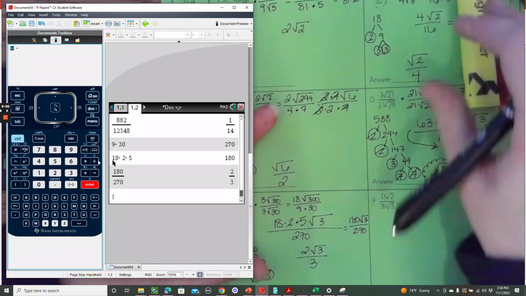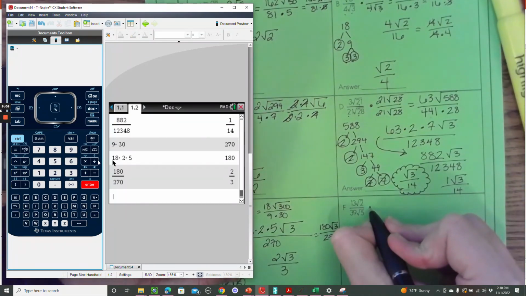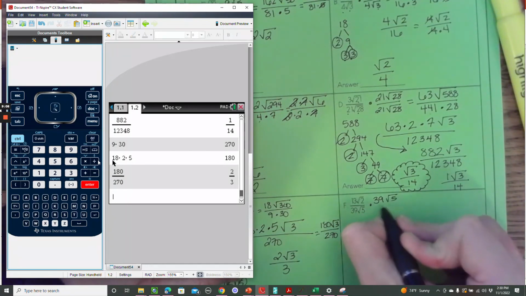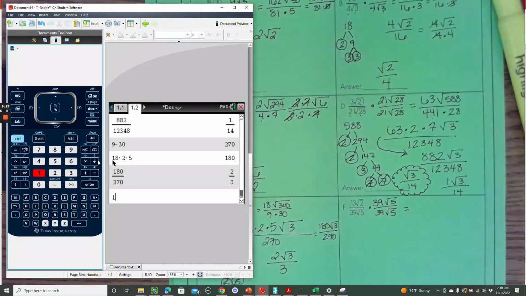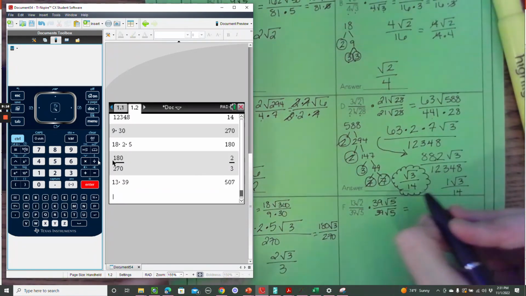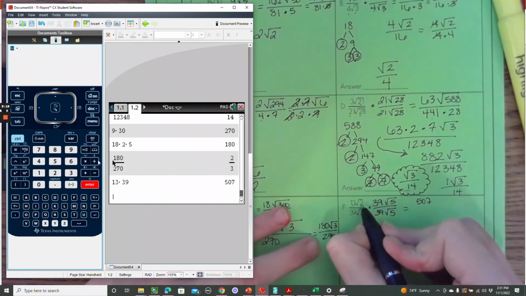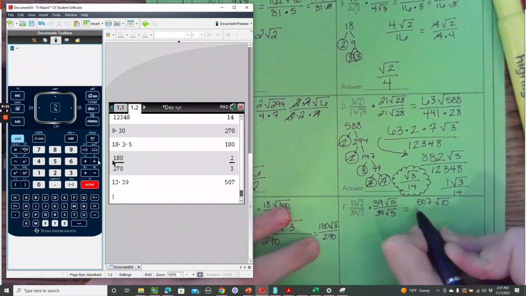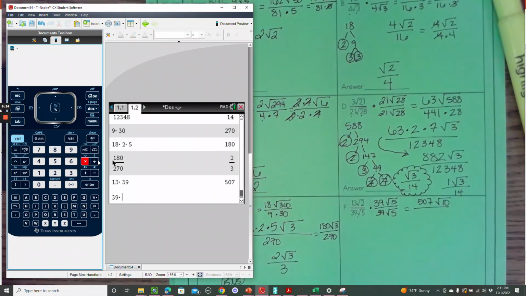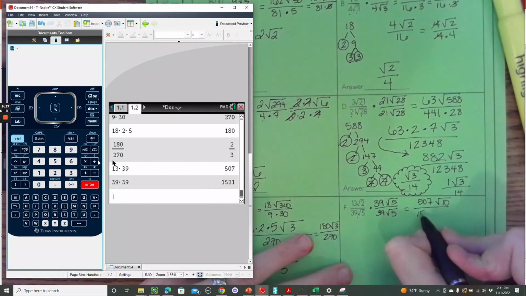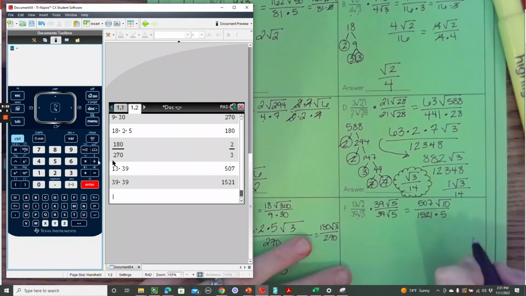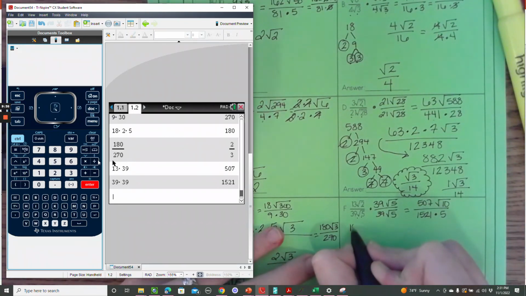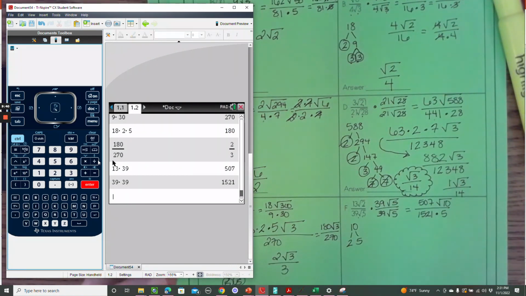All right, and then finally, F. All right, 13 times 39 gives me 507. 2 times 5 gives me a 10. 39 times 39 gives me 1521. Square root of 5 times the square root of 5 gives me a 5. 10's easy to break down. 10 is just 2 times 5. Nothing happening there. Won't break down any further.